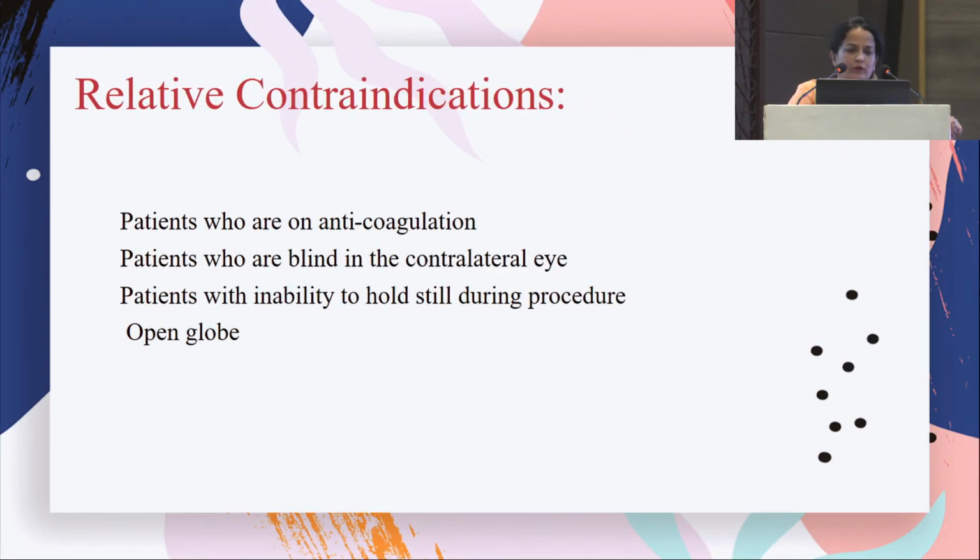Now we need to know what the relative contraindications are. Patients who are on anticoagulants, we have to stop at least 1 week before. Patients who are blind in the contralateral eye, patients who are not able to lie still during the procedure, and patients with open globe injuries. They are the relative contraindications.